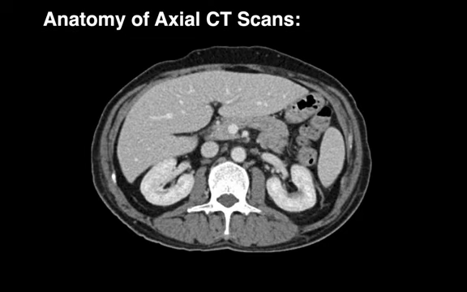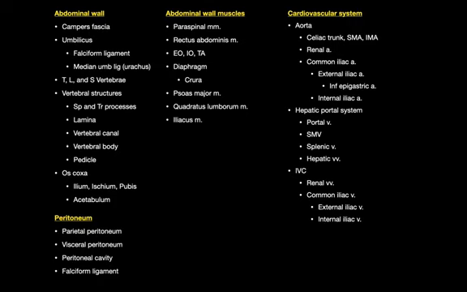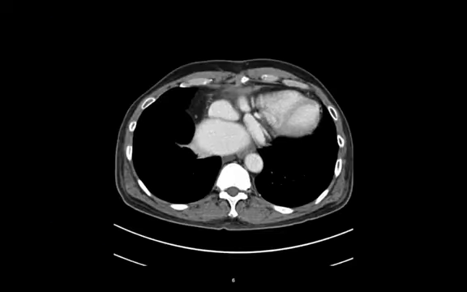Okay, we're going to talk about the anatomy of axial CT scans and focus on the abdominal region right now. We're going to go over abdominal wall muscles, the cardiovascular system, the peritoneum, and abdominal organs. All of these are the structures from all the labs we've had on the abdomen; I've put them into one place as a structure list of what I'm going to cover. Okay, so we're going to start with basically the abdominal wall.